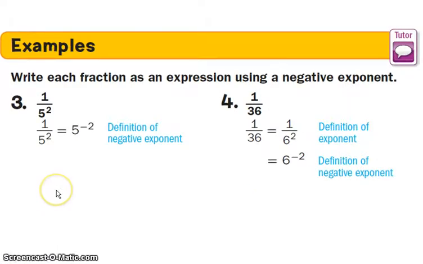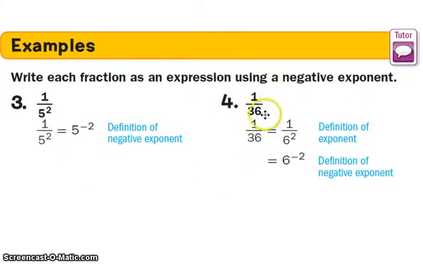Now we're going to go backwards. They want us to write each fraction as an expression using a negative exponent. So they're going to give us the reciprocal, and we have to change it back to a negative exponent. Well, if it's 1 over 5 squared, to make that a negative, we just bring it back up to the top. We're just reversing it.